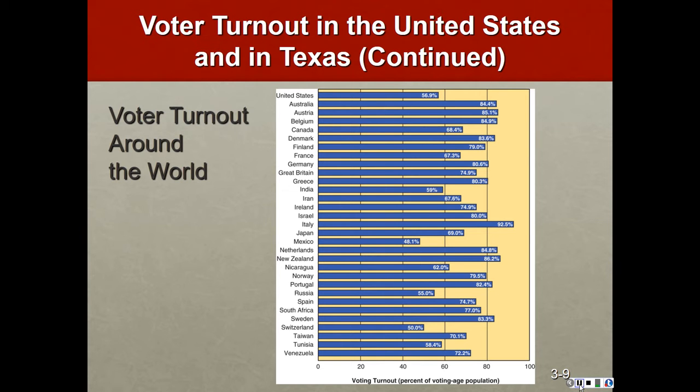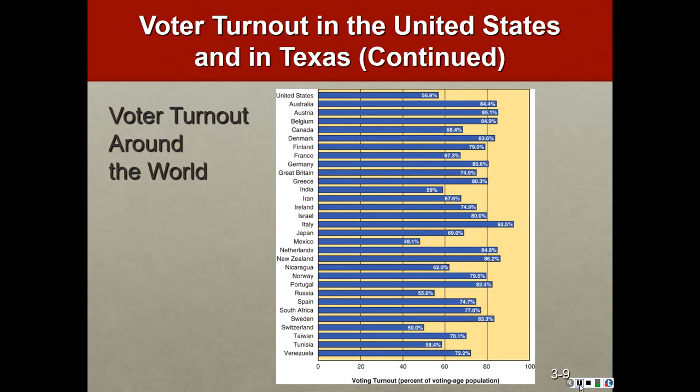Voter turnout around the world. Now remember, if you look at the bottom, this is percent of voting age population. What's the issue here? Just because this is the voting age population, it does not mean that everybody in here is eligible to vote. But if we just look at the general numbers, in the United States, on average 56.9% of our people will turn out to vote in presidential elections. Compared to worldwide, we're kind of in the middle.